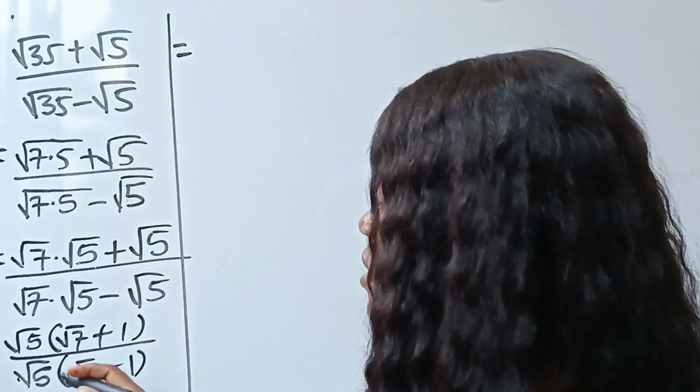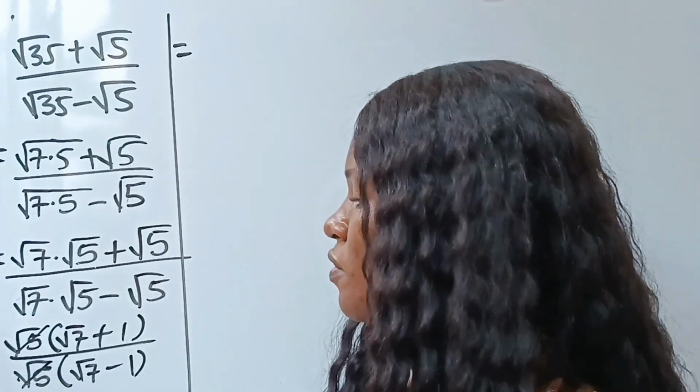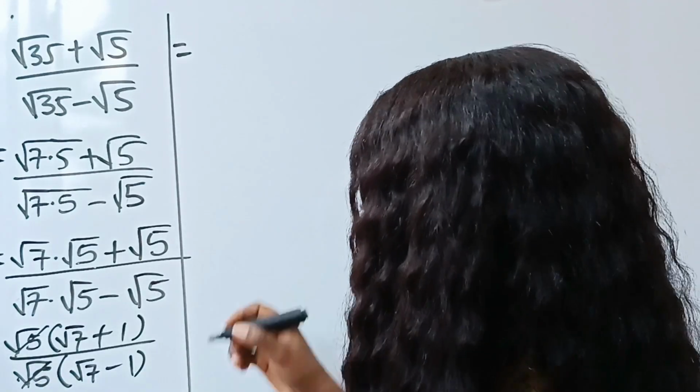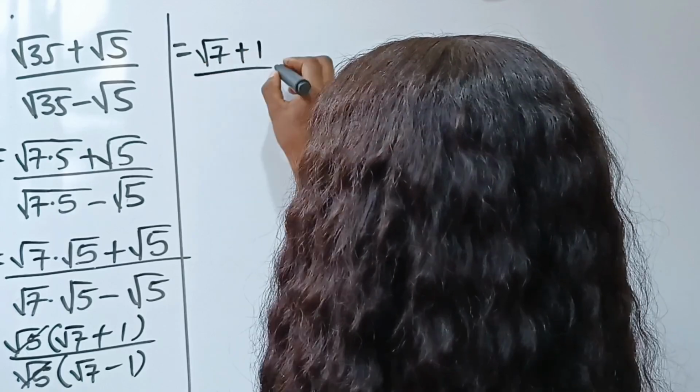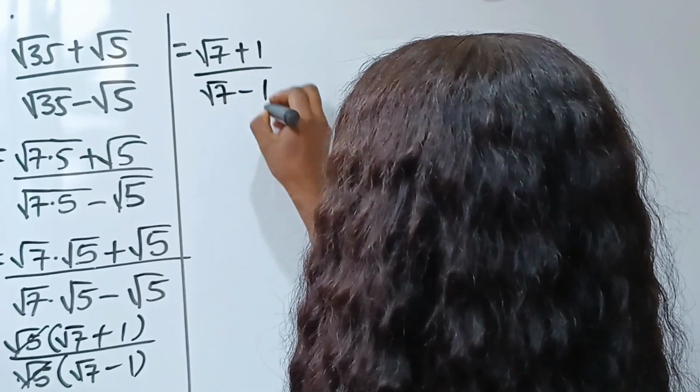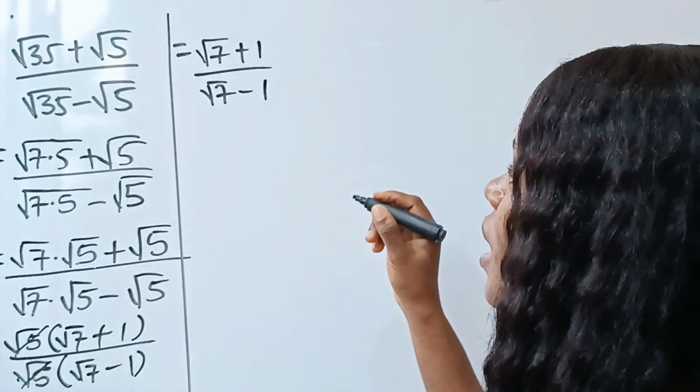So when you look at it, notice that we have root 5 here and we have root 5 here, so they can actually cancel each other. So we have root 7 plus 1 divided by root 7 minus 1.